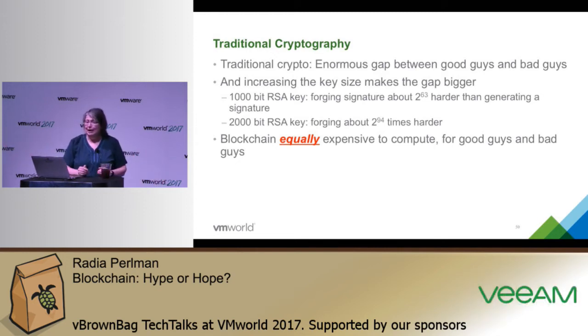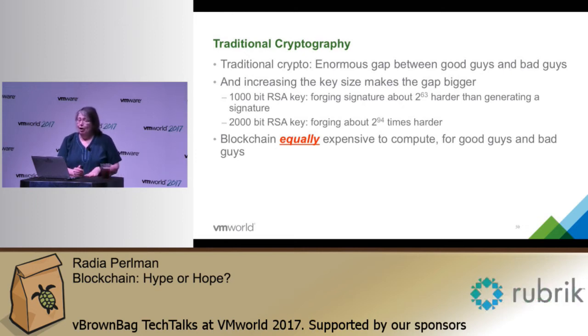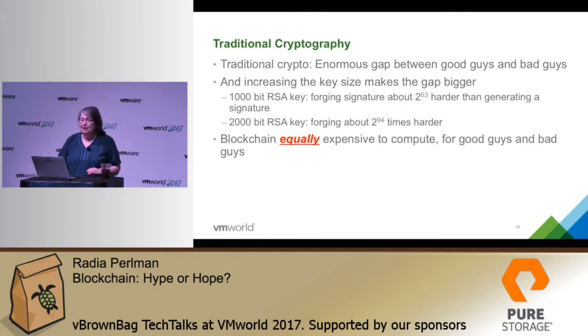So for a 1,000-bit RSA, forging the signature is about 2 to the 63 harder than generating a signature, but with a 2,000-bit RSA key, forging it is about 2 to the 94 times harder, whereas blockchain is equally expensive to compute as to forge.